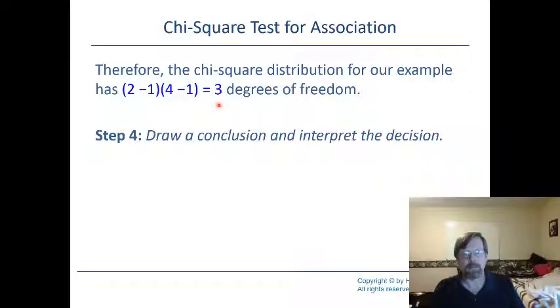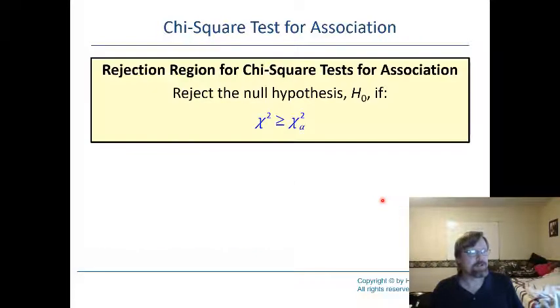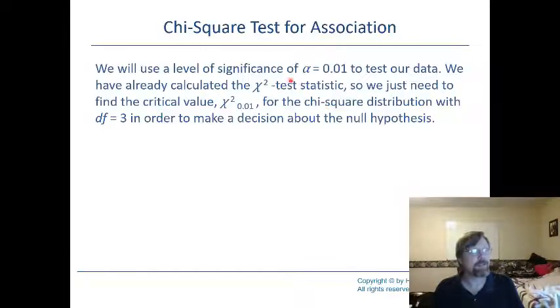Okay, so we'll use the critical values for the chi-squared distribution. If our test statistic is as large or larger than the critical value, we can reject the null hypothesis. So we've got a significance level of 0.01.